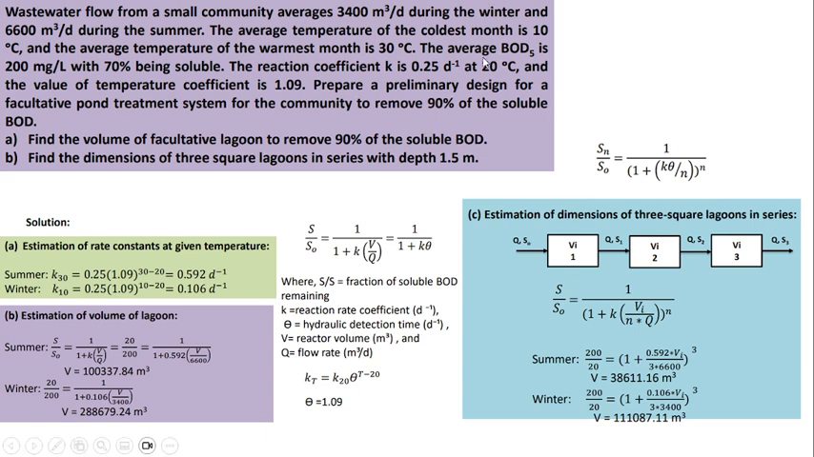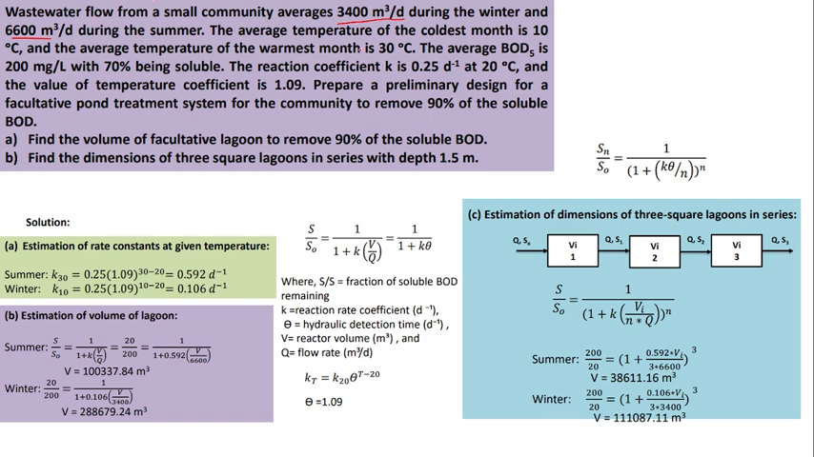So now coming to the last question, the wastewater flow from a small community. This is a very simple question. The wastewater flow from a small community averages 3,400 meter cube per day during the winter and 6,600 meter cube per day during the summer. The flow rates are different in winter and summer.